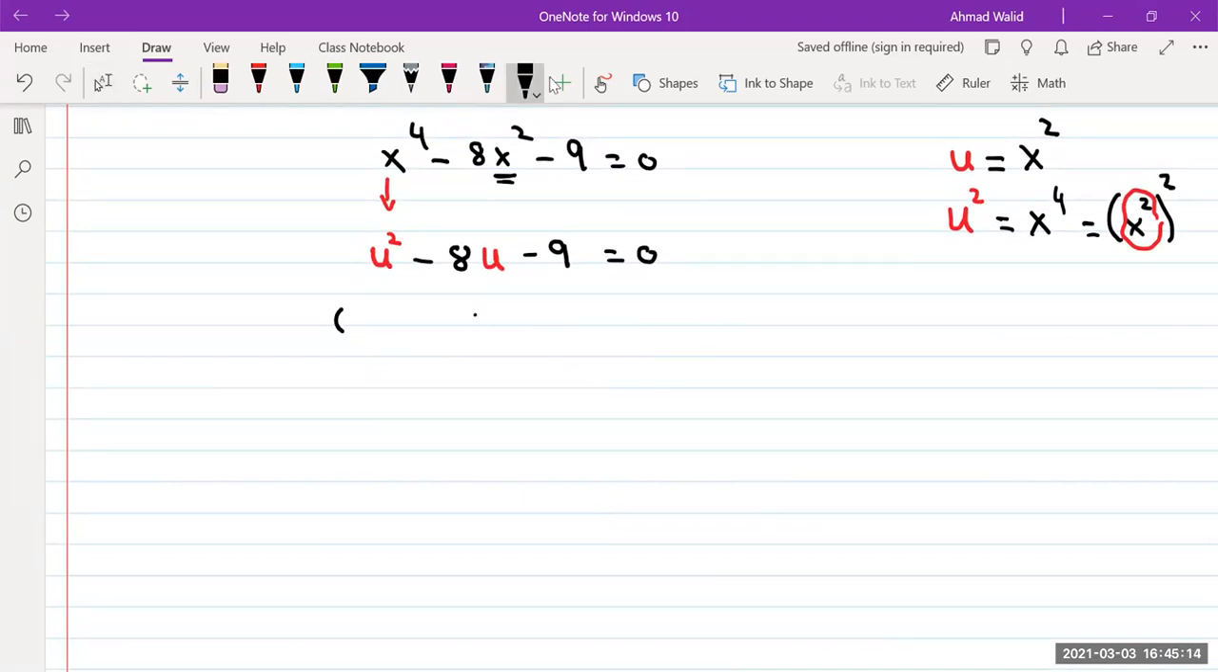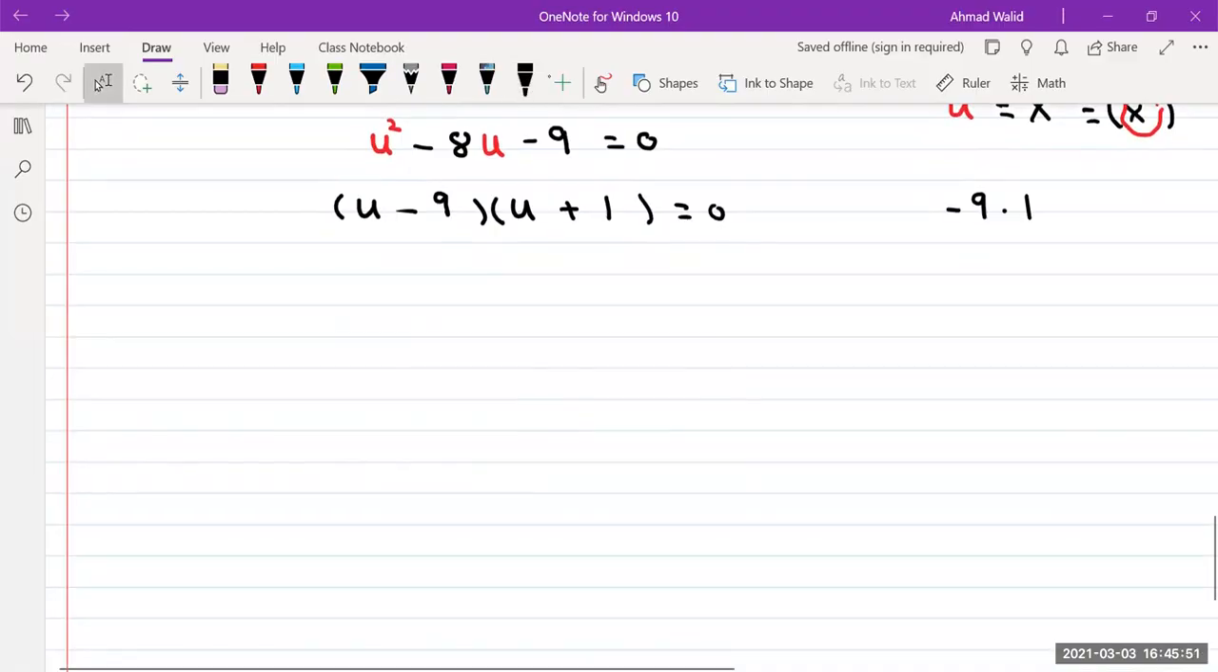Let's try if we can factor. Open two parentheses, equal to 0. Of course, u here and u here, correct? Two numbers to multiply gives you negative 9, to add gives you negative 8. Of course, negative 9 times 1, because negative 9 times 1 gives you negative 9. And if you add negative 9 with 1, it gives you negative 8. Then my factors are u minus 9 and u plus what? 1.